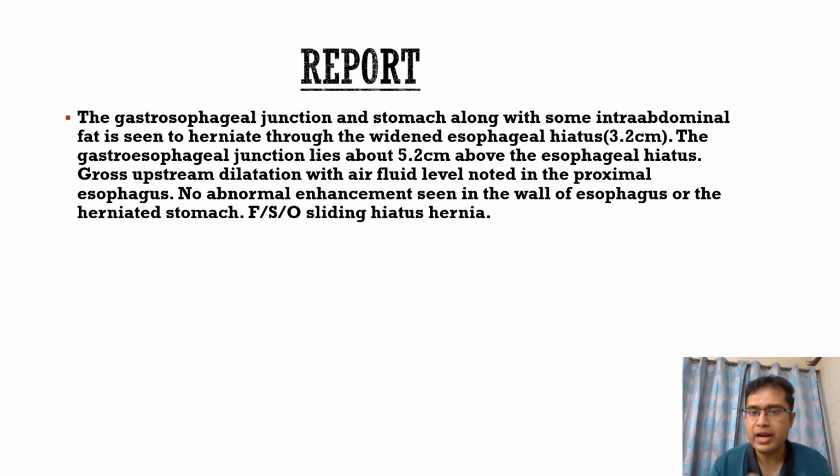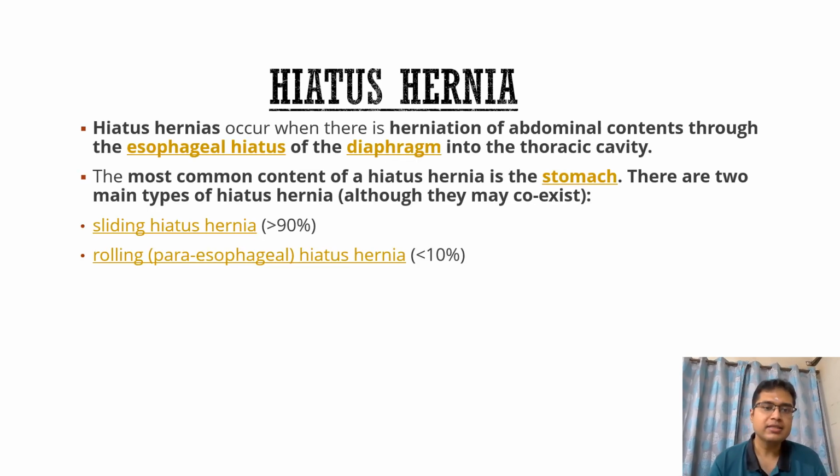And there was no abnormal enhancement in the wall of the esophagus or the herniated stomach. So features were suggestive of a sliding type of hiatus hernia. Hiatus hernia is basically of two types, sliding type being the most common. The other type is rolling hiatus hernia. Hiatus hernia occurs when there is herniation of abdominal contents through the esophageal hiatus of the diaphragm into the thoracic cavity. The most common content of the hiatus hernia is stomach.